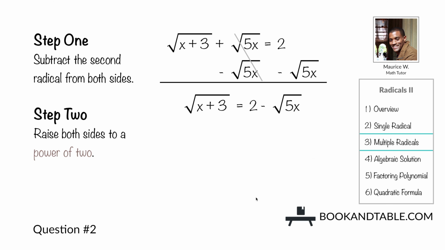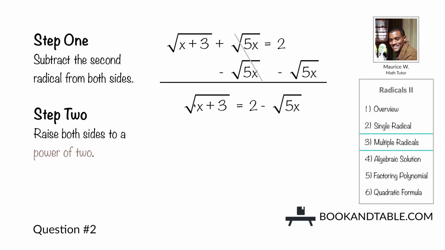Let's take a look at question number 2. The square root of x plus 3 plus the square root of 5x is equal to 2. We want to isolate the first radical. So step 1, subtract the second radical from both sides. That leaves you with the square root of x plus 3 on the left side and 2 minus the square root of 5x on the right side.